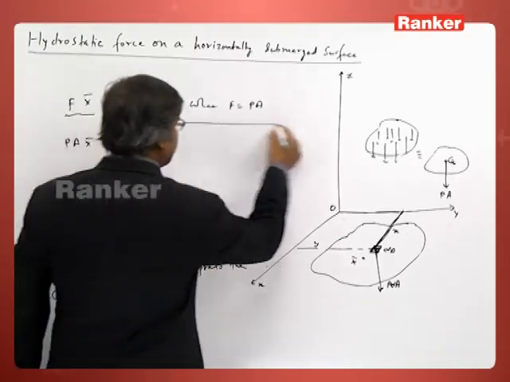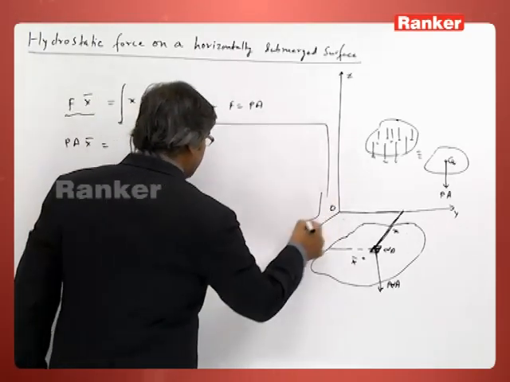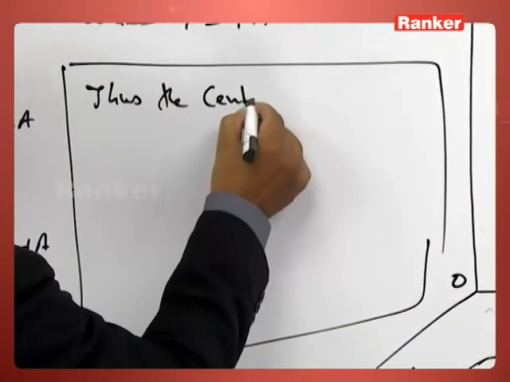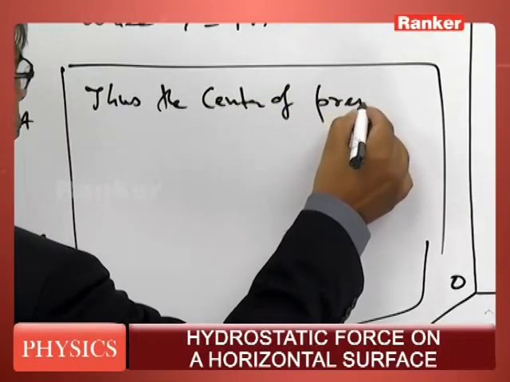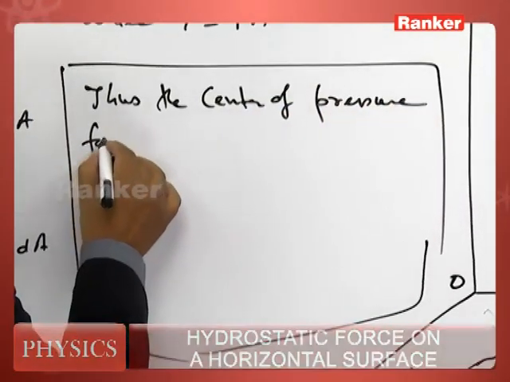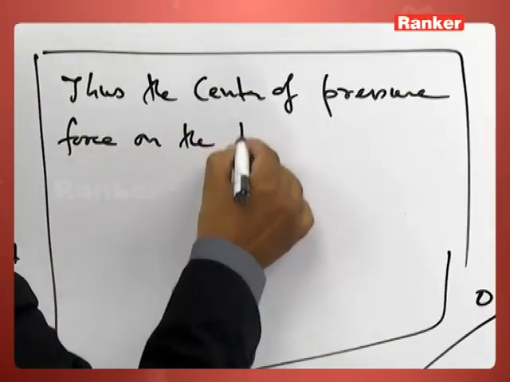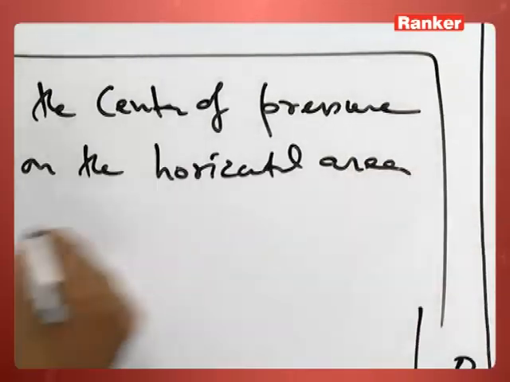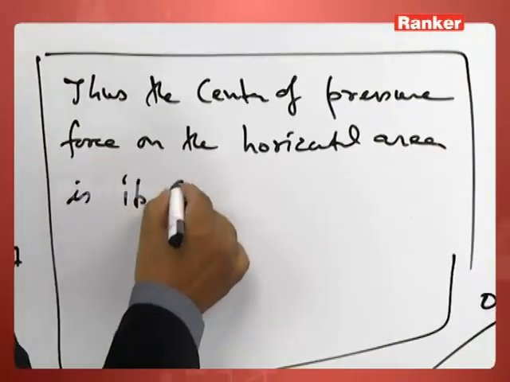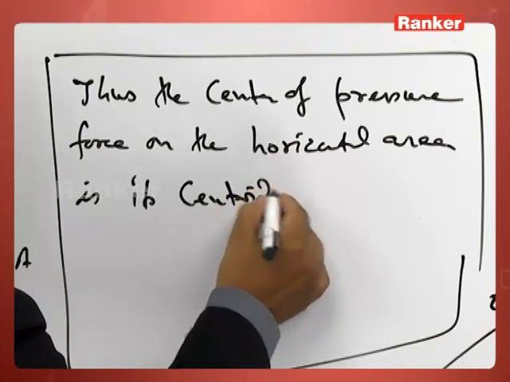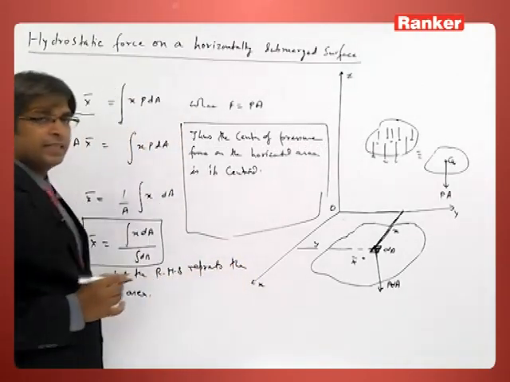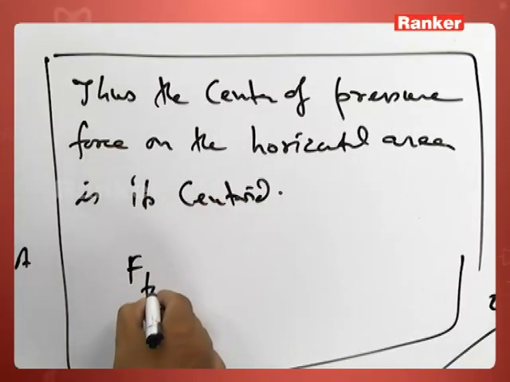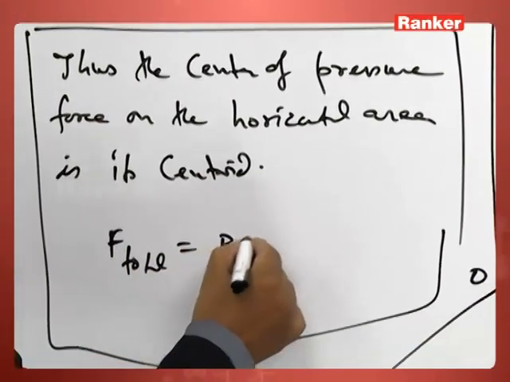So now let us summarize it. Thus the center of pressure force on the horizontal area is its centroid, and the total force F will be equal to pressure into area.